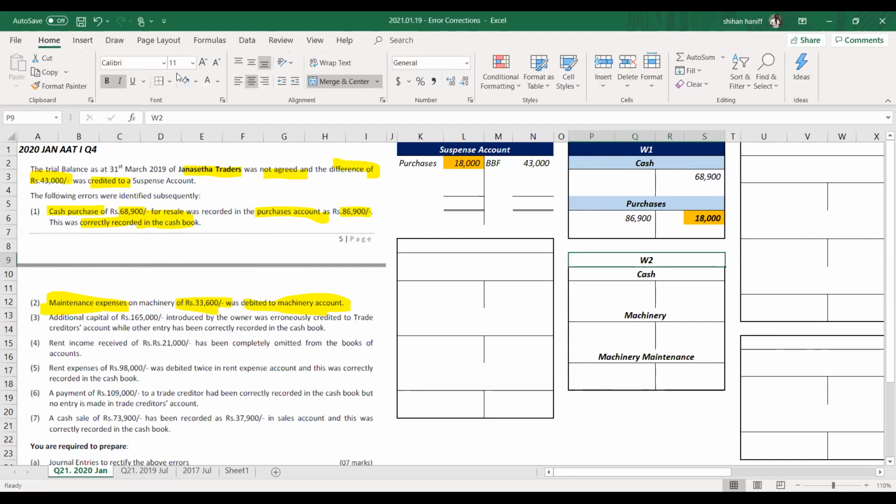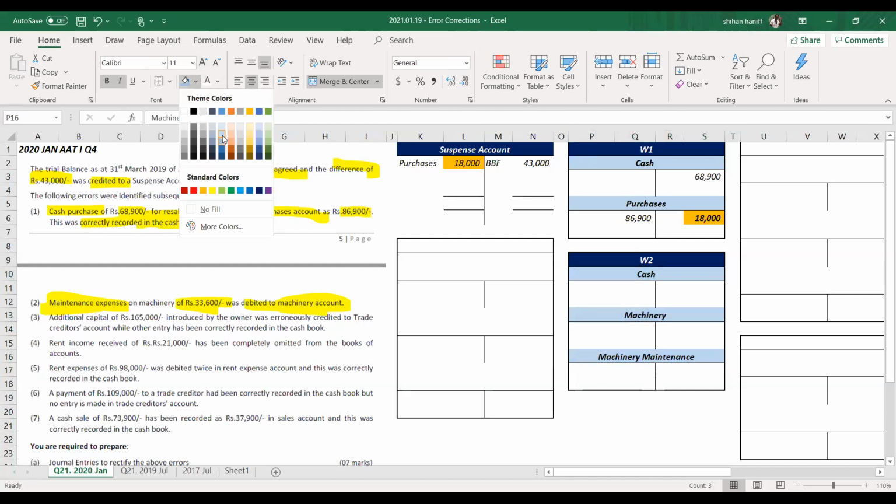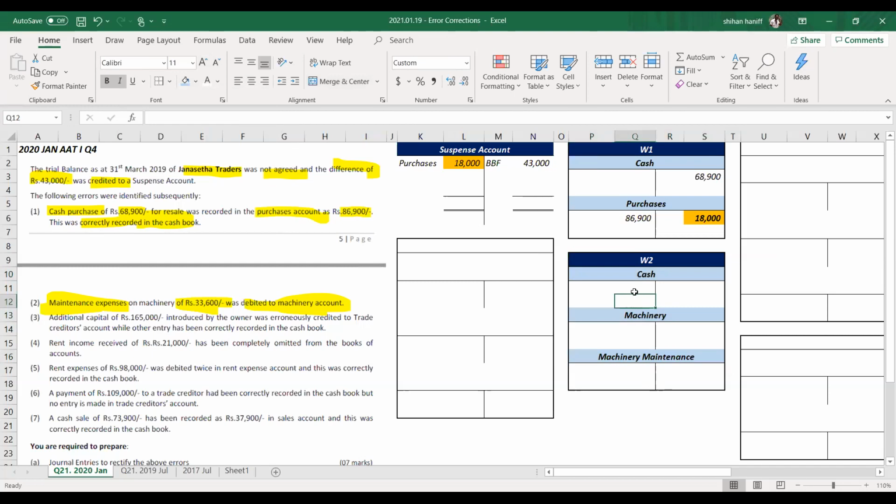So what has happened is, first you have to record the wrong entry that they have made. Maintenance expense on machinery 33,600. Double entry is cash account credit. Machinery maintenance account should be debit, but they have debited machinery account.